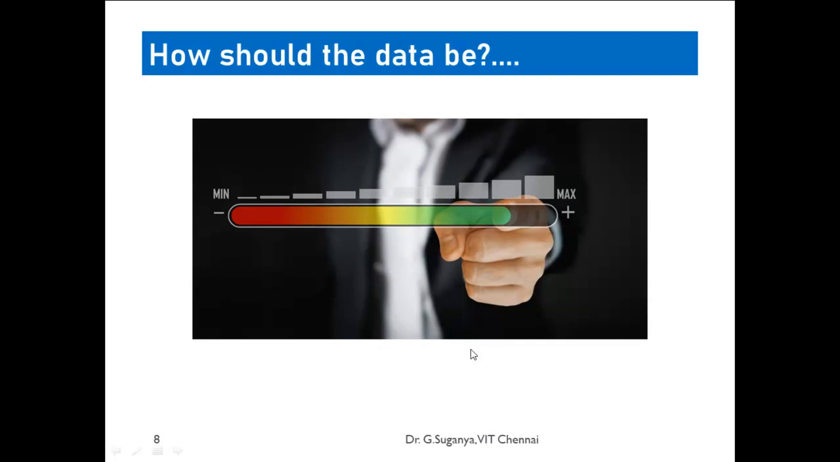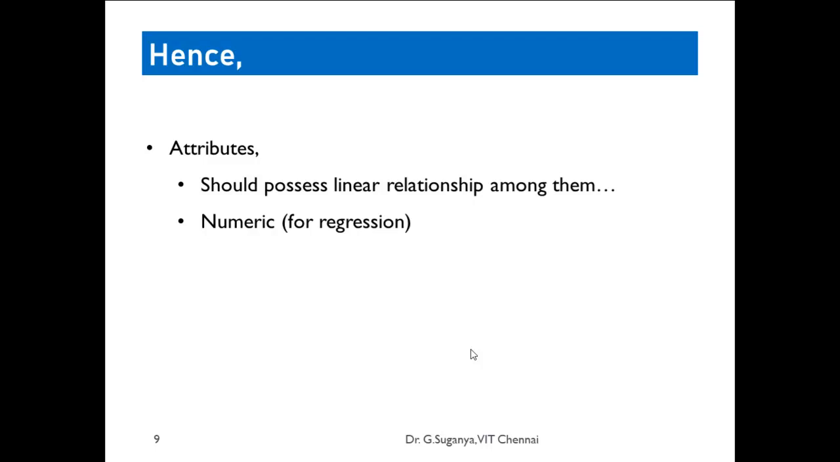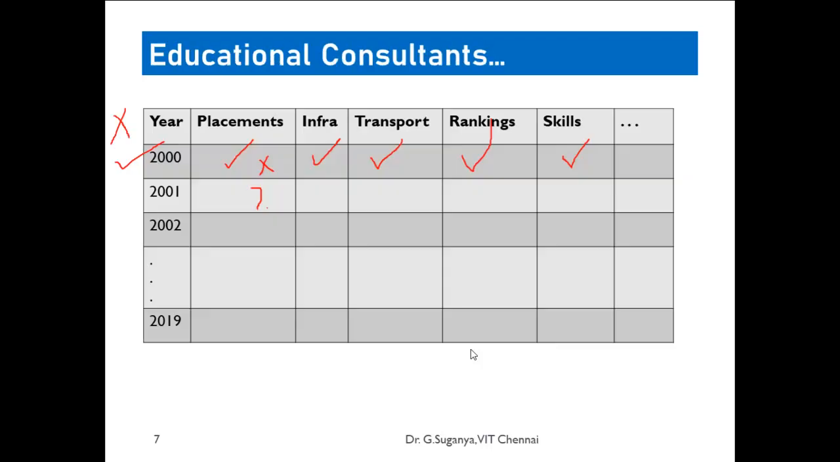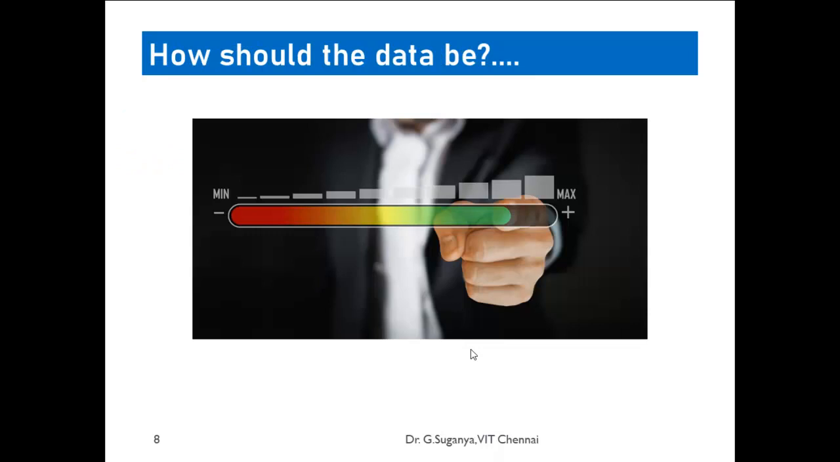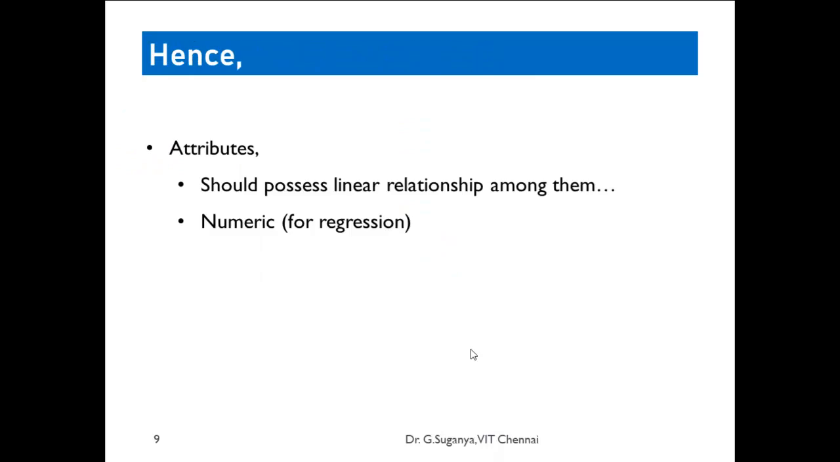Okay, so it should start with a minimal value and it should move on to a maximum, right? So now coming to attributes, what are the attributes? Now we have listed placements, infra, transport, and all these become your attributes. Okay, the data looks like that. And how should the data look? Do you want it to be numeric or categorical?